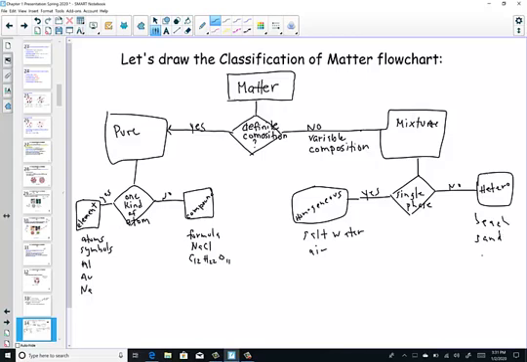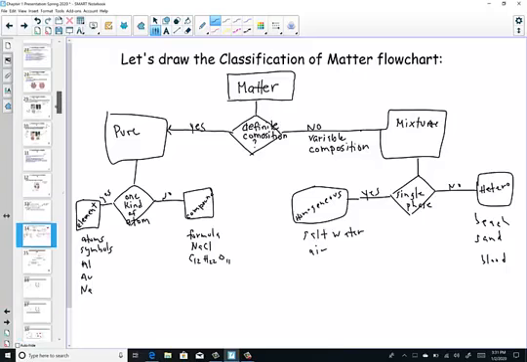And actually, another good example of heterogeneous would be blood. At the microscopic level, blood is composed of liquid plasma with suspended solids such as red blood cells, white blood cells, and platelets. So it is a heterogeneous mixture.